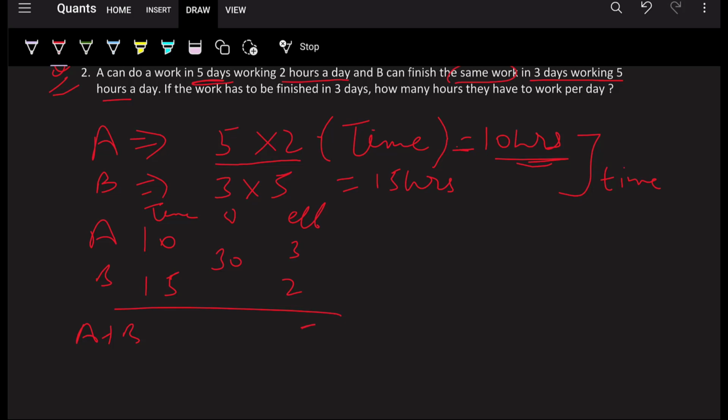Okay, now if they are working together, then it will be what? The efficiency of A and B will be 5. Now the time taken by A and B will be what? Total work is 30, divided by the efficiency if they are working together, which is equal to 6 hours.